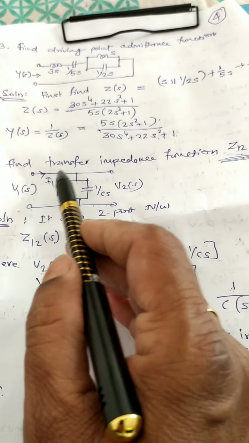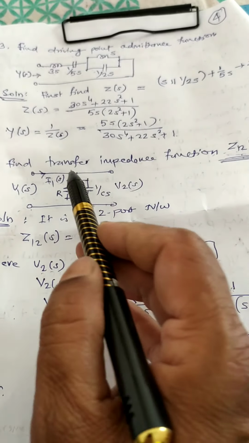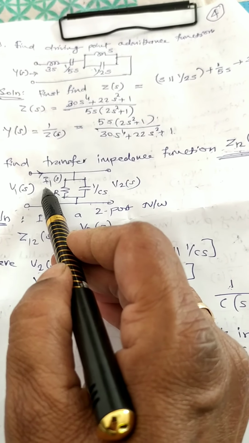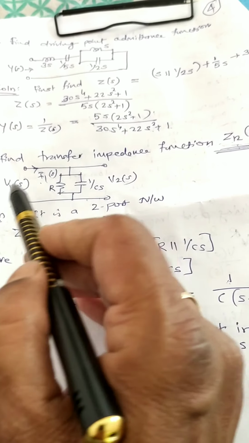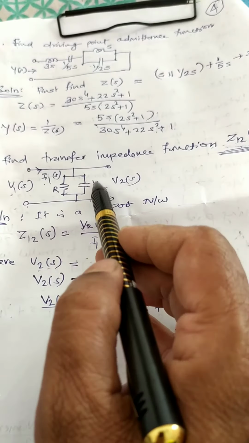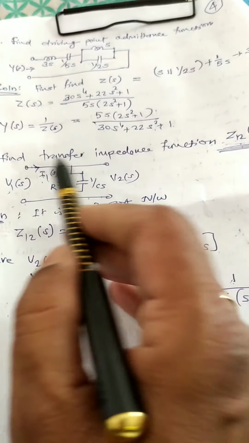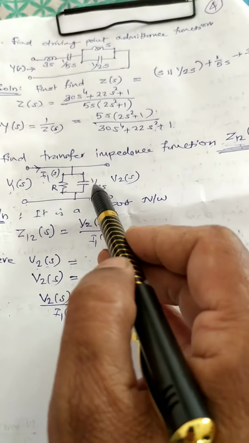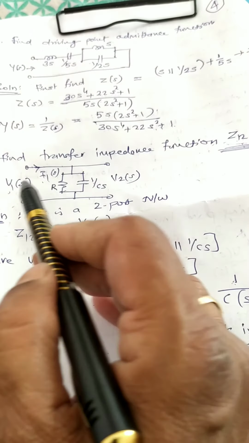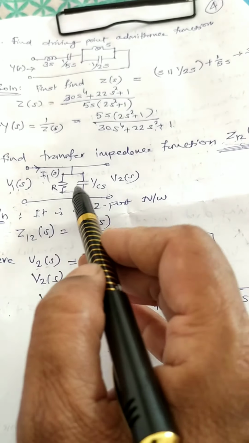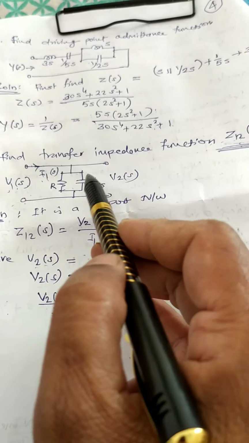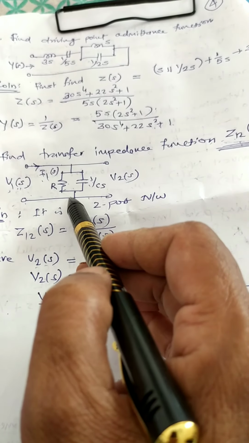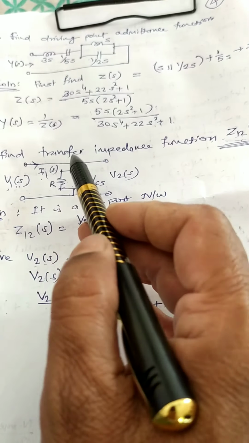So I1 flows here and divides here. This side is open. It divides into two branch currents. First calculate I1. I1 is V1 divided by the total impedance offered from this side, and these two are in parallel. So V1 of S is equal to I1 of S into this, or I1 of S equals V1 of S divided by this impedance, R parallel with 1 by Cs. So you will get the equation for I1.